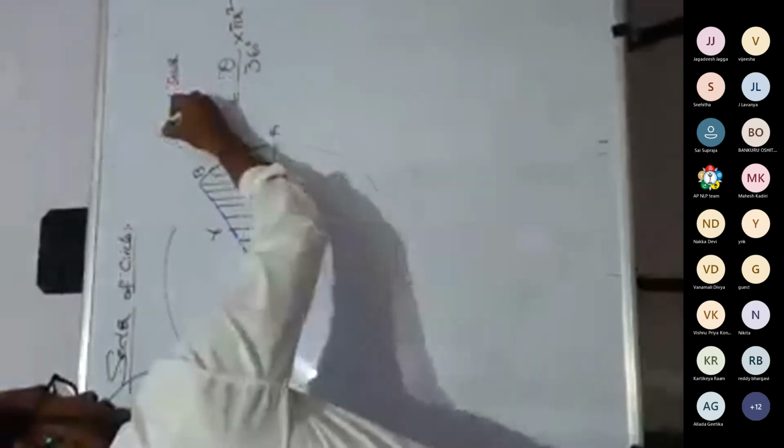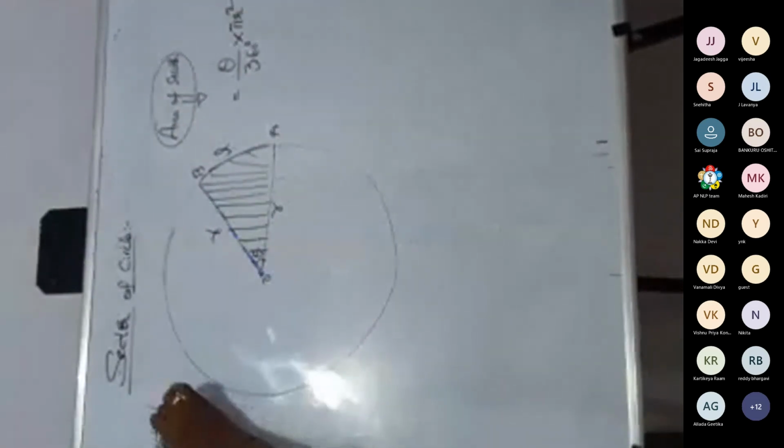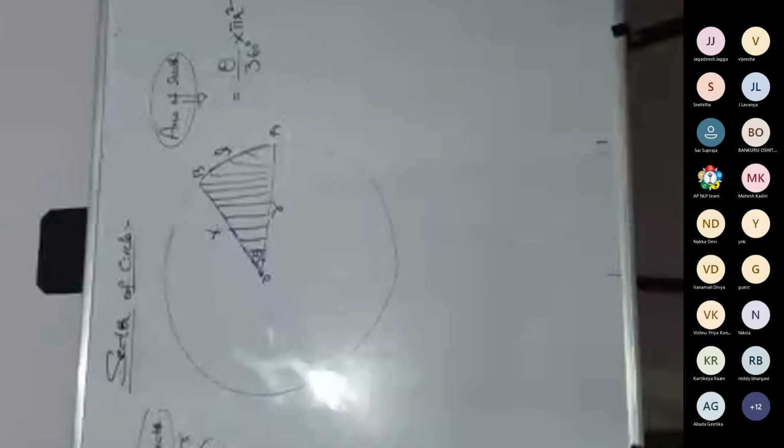These are very, very important. This is the area of the sector. This is the perimeter of the sector, this is L plus 2R. You should know these formulas. Please move on.